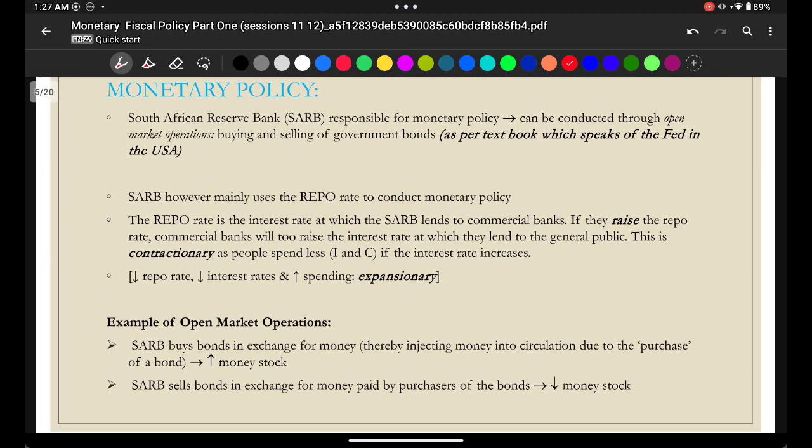So South African Reserve Bank is in charge of monetary policy. I told you they can do it two ways. They can increase or decrease the supply of money, right? But most likely in South Africa, they use something called repo rate. If they increase the repo rate, this means banks like ABSA, they borrow from the South African Reserve Bank. They're going to be charged the interest rate. So to recover that cost, our interest rate in our banks will also increase.